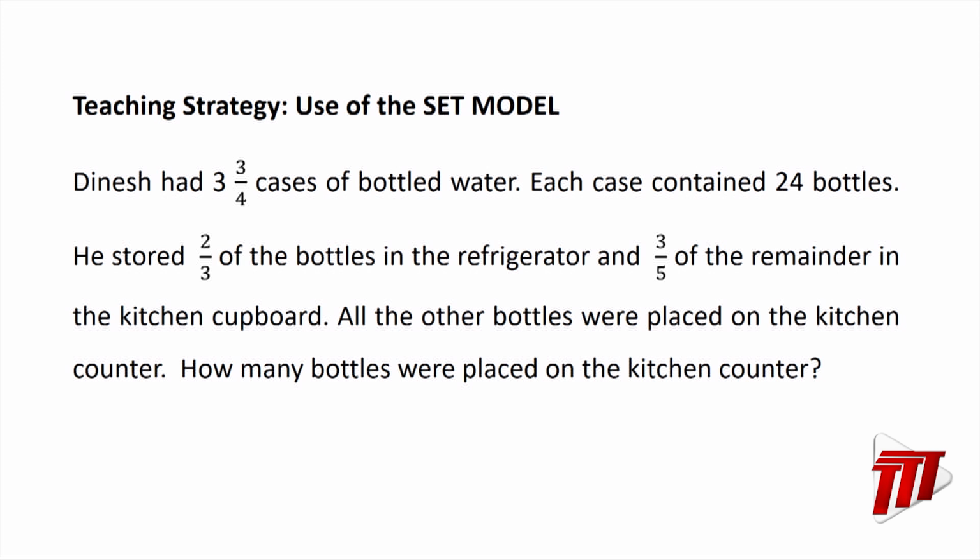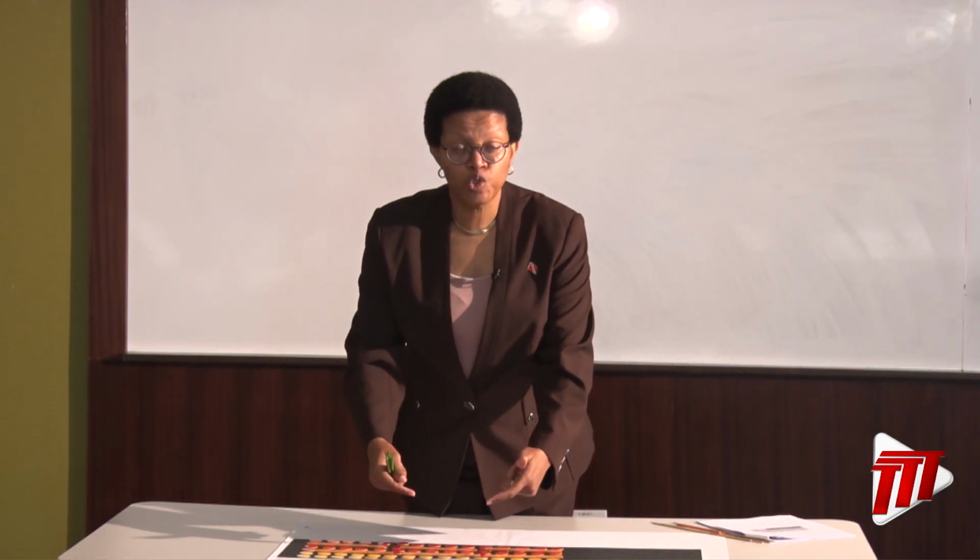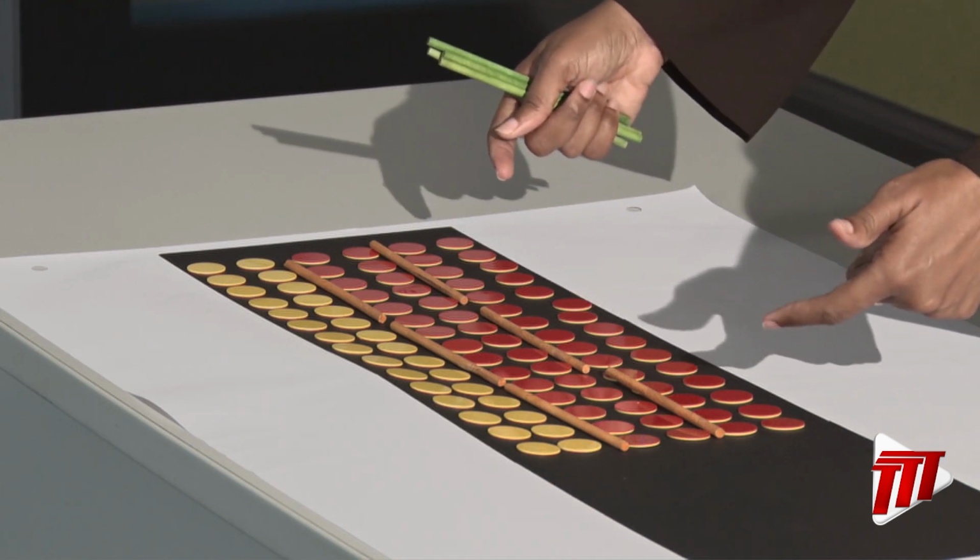Let's look at our question again. Dinesh had 3 3/4 cases of bottled water. Each case contained 24 bottles. He stored 2/3 of the bottles in the refrigerator and 3/5 of the remainder in the kitchen cupboard. All the other bottles were placed on the kitchen counter. How many bottles were placed on the kitchen counter? So we see where our 2/3 have been identified.